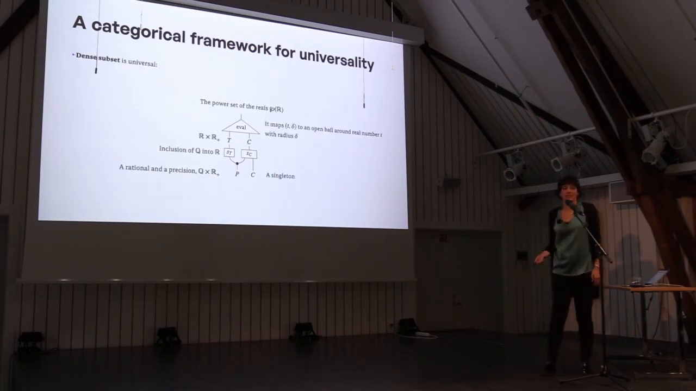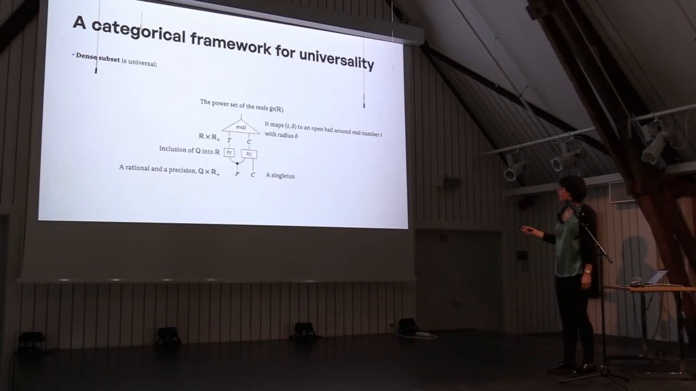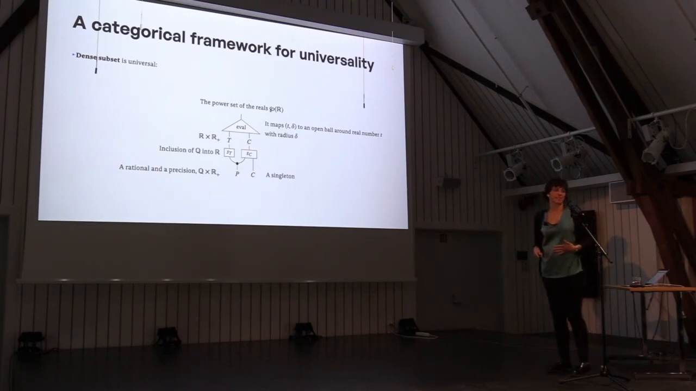But also things like a dense subset are universal. In this case, you have a singleton. The programs are rationals, with a precision. This gives us an inclusion of the rationals into the reals. And finally, this eval maps T comma delta, the real and a precision, to an open ball around the number T. And then the statement that the rationals are dense in the reals is the statement that the simulator is universal. In some sense, the rational is like the program.